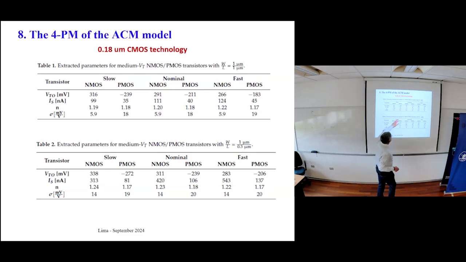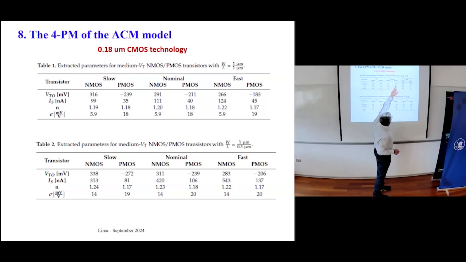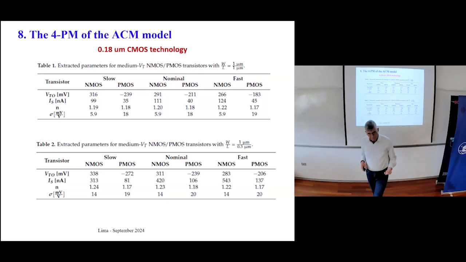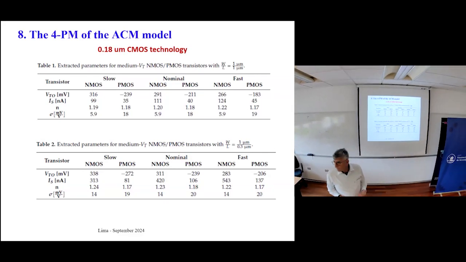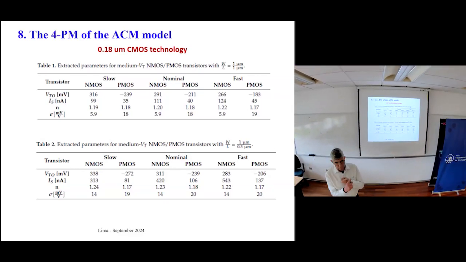Okay. The specific current of this transistor, you see here, the nominal values. You see that for the NMOS device, you have almost a factor of 3 higher than for the PMOS device. Differences due to the mobilities. And so on. The factor N is almost insensitive to fast or slow. Sigma is also almost insensitive to the spreading of the current.